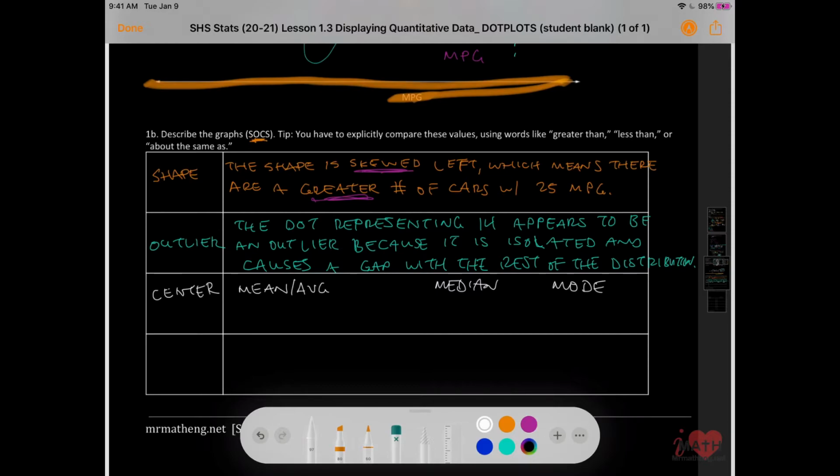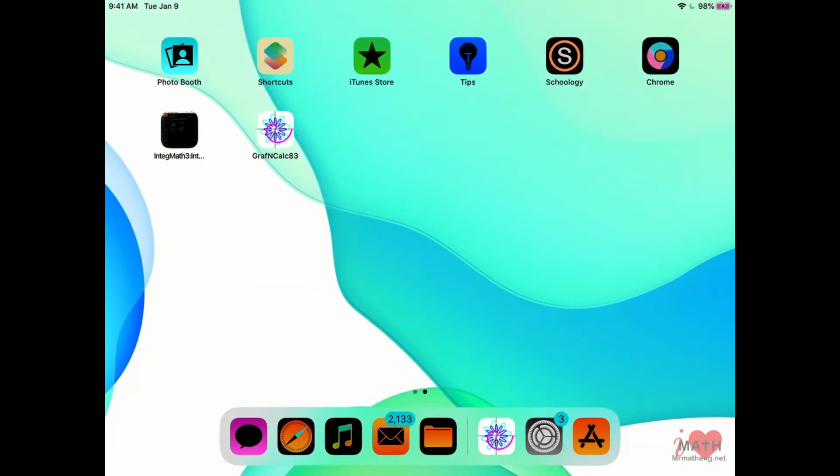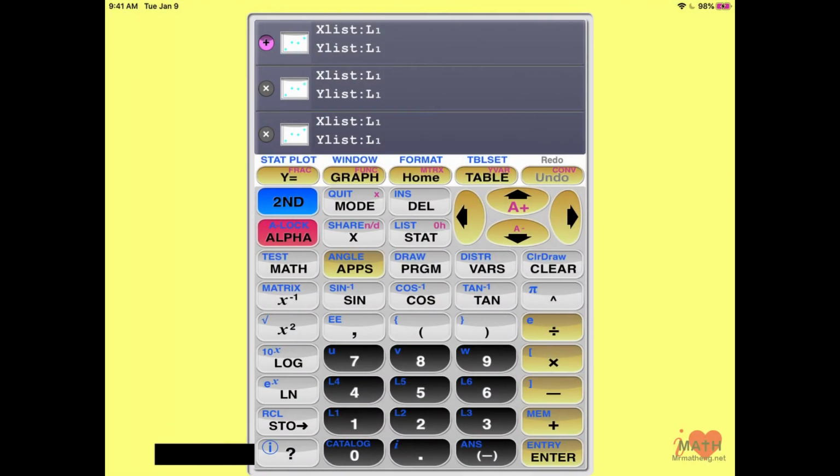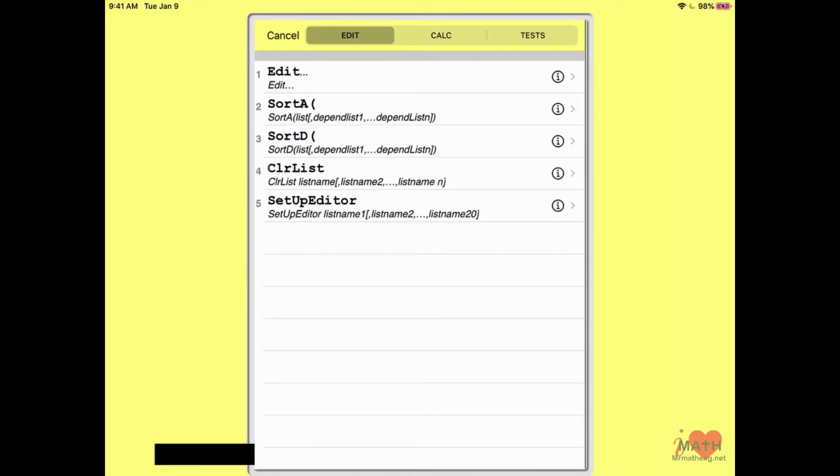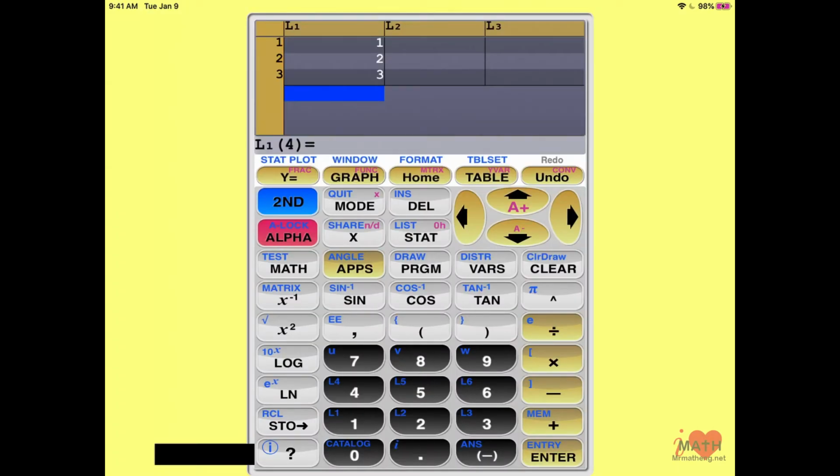Let's see if I can put this into an app. Let's use this thing. And this is just mimicking a graphing calculator. And this is one way of, instead of just doing all your numbers. So stat, edit. And what I'm going to do here is go up to my list and clear it. And I'm going to put in all of those cars.